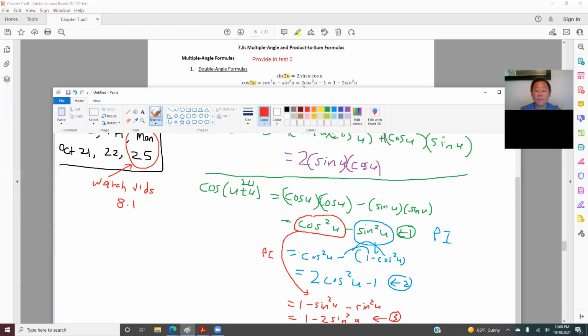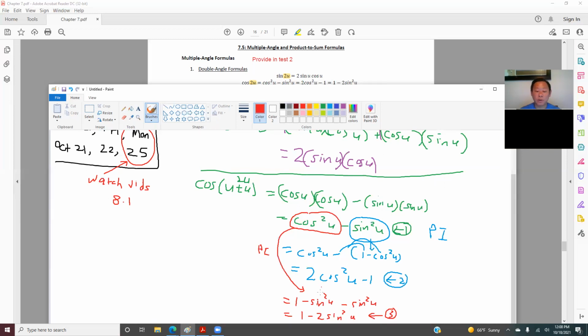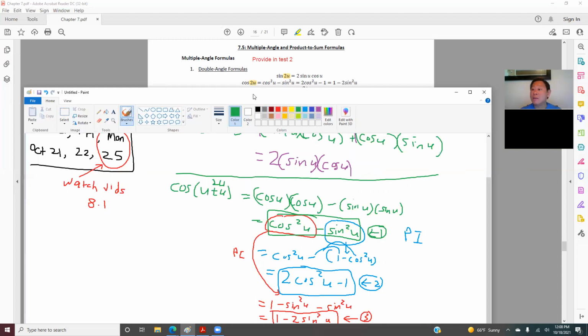One is 1 minus 2 sine square u. One is 2 cosine square u minus 1. And the last one is cosine square u minus sine square u. Now, there are 3 formulas here. Which one do you use? It depends on the question, okay? This is used a lot when you prove an identity, or when you try to solve an equation.